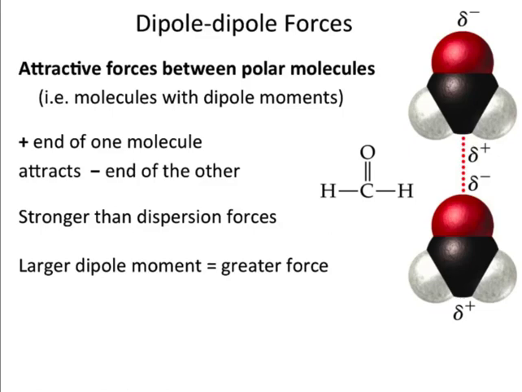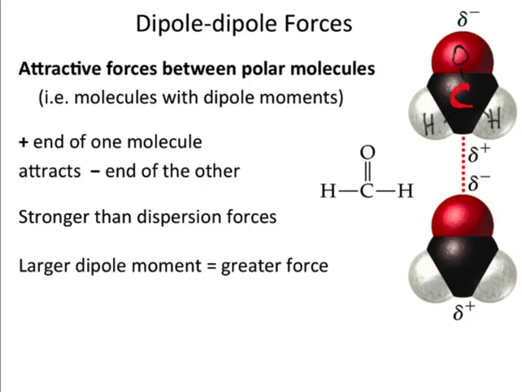And then if you have a larger dipole moment, a bigger electronegativity difference, you'll have a greater force holding the molecules together. So on the right over here, we have a picture trying to show that you have a carbon in the middle, and then you have an oxygen on the top, and then hydrogens on either side. We're drawing formaldehyde again. And then here it is drawn just out to the left as a Lewis structure.